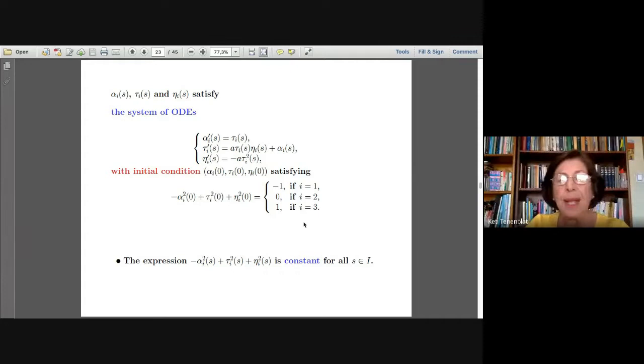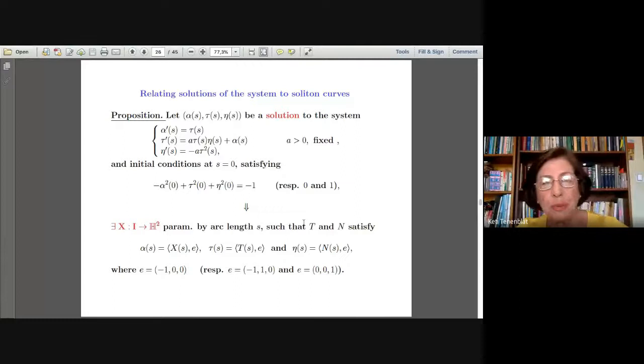Now, next step is how the solutions of the system are related to the soliton curves. So I assume you have a solution of this system. I'm not putting the index i anymore; the only difference is whether this algebraic relation is equal to minus one, zero, or one, that's all. So suppose I have a solution of the system, A positive, and initial conditions satisfy this, then there exists a curve X in the hyperbolic plane parameterized by arc length s such that the tangent and normal and X satisfy this relation. This is the relation between the solution of the ODE and the curve itself. And here the vector e changes according to the type of initial condition that we started with.